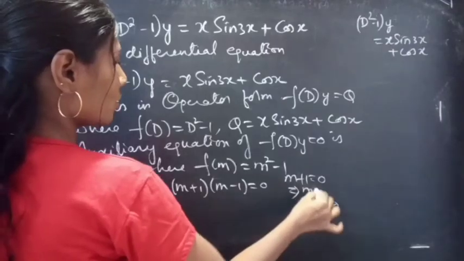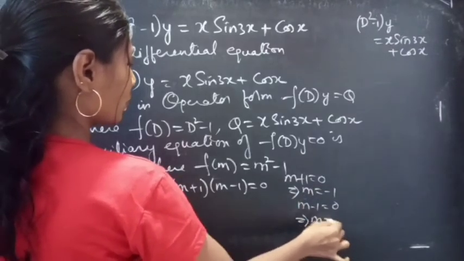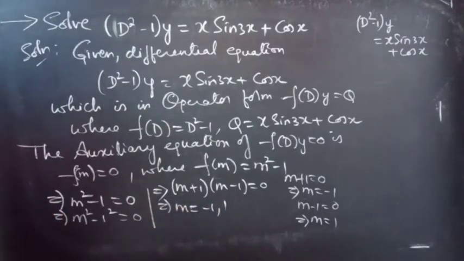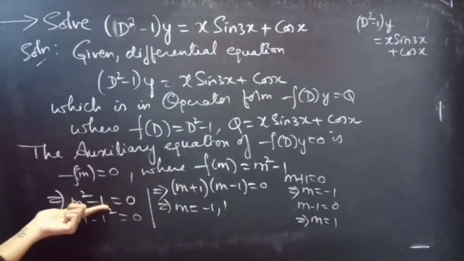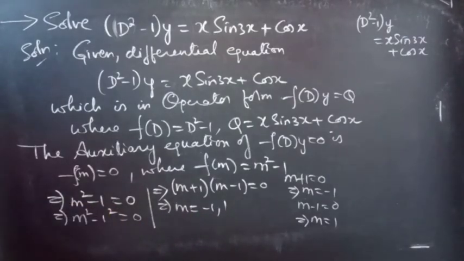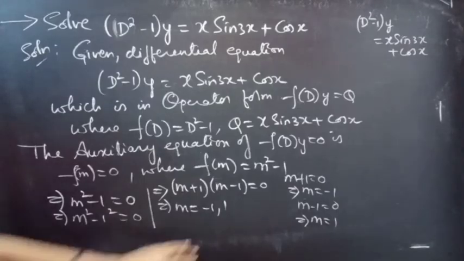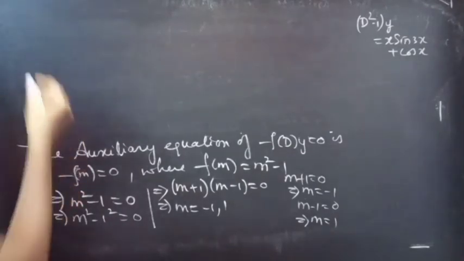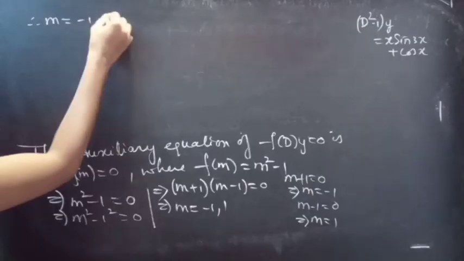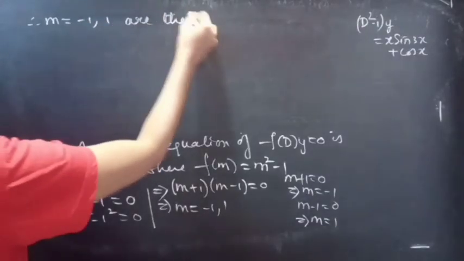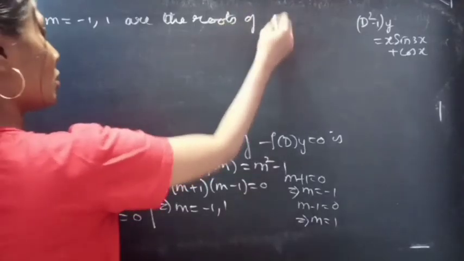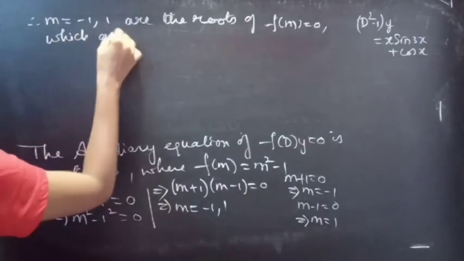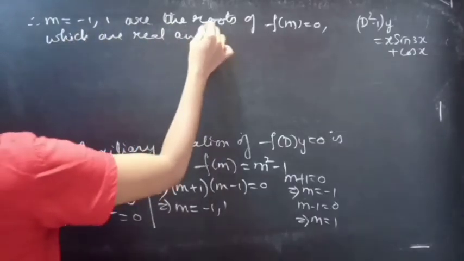Now equate each factor to 0. From m plus 1 equals 0, we'll get m equals minus 1. From m minus 1 equals 0, we'll get m equals 1, right? So here the roots are minus 1 and 1. So m equals minus 1, 1 are the roots of our auxiliary equation, which are real and distinct, or we can call them real and different, right? Therefore, m equals minus 1 and 1 are the roots of our auxiliary equation, which are real and distinct.